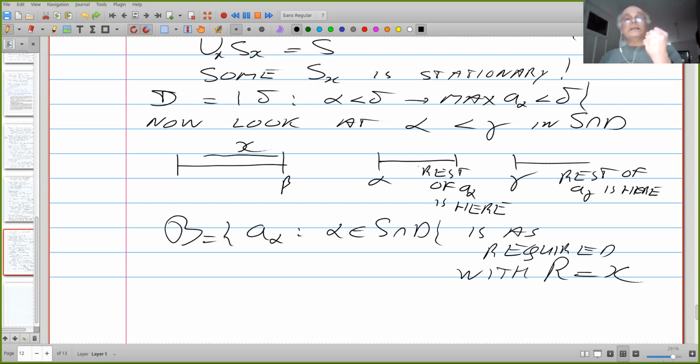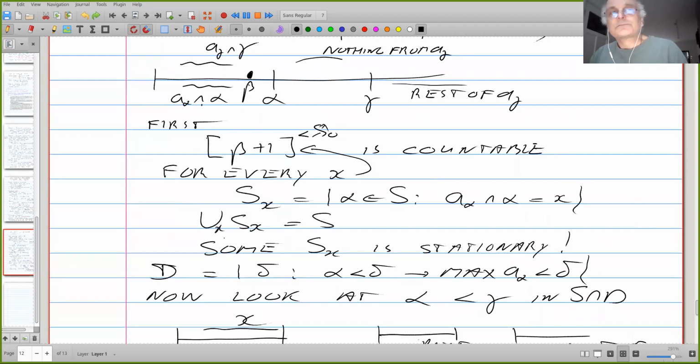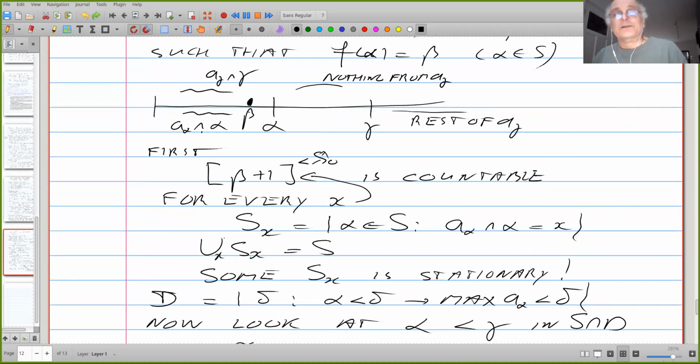This is our family B. These are the A alphas, where alpha sits in S intersect D. That is the family that we were looking for. I said this is an important result. Where are we going to use this? We're going to use it when we are doing the forcing, and we are going to need this in order to prove that bad things don't happen when we are using Cohen's forcing method in certain cases. I'll get to that later on.